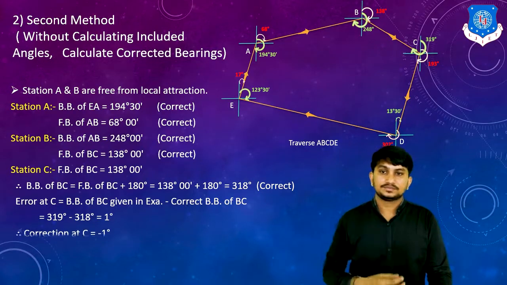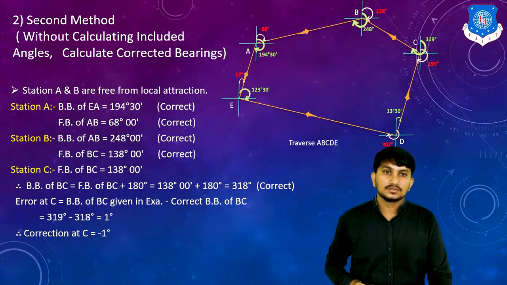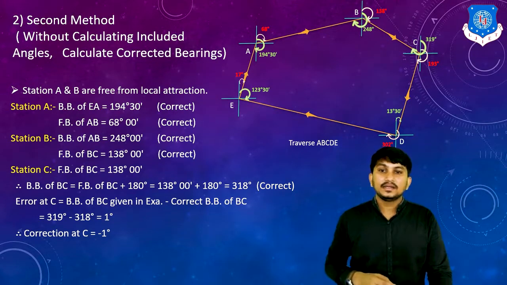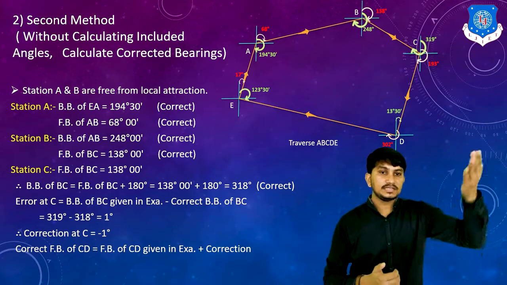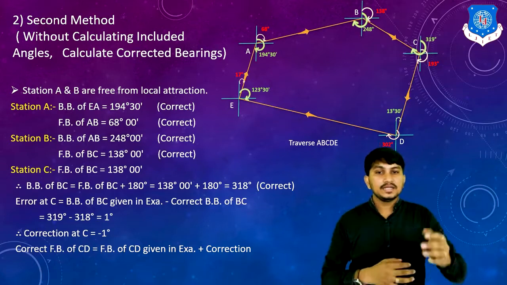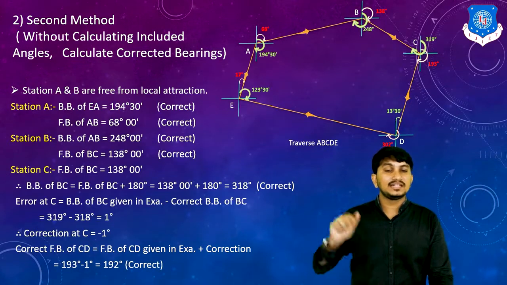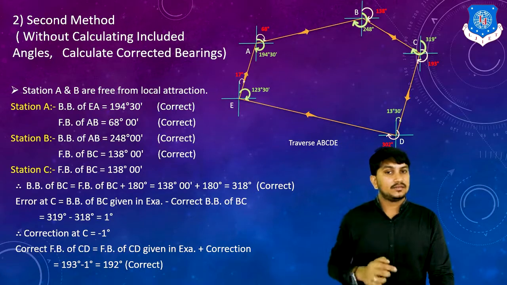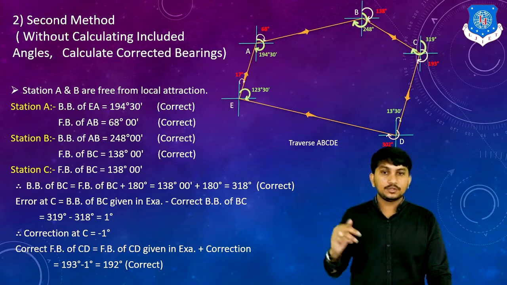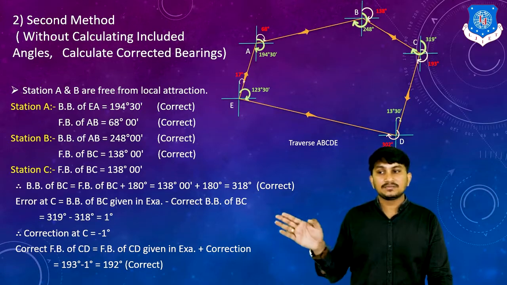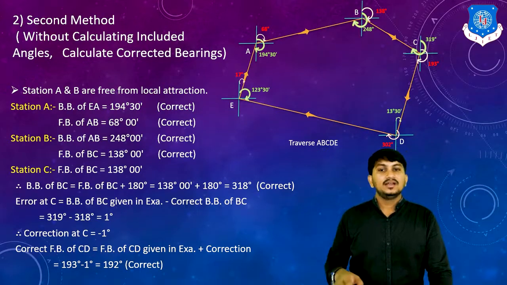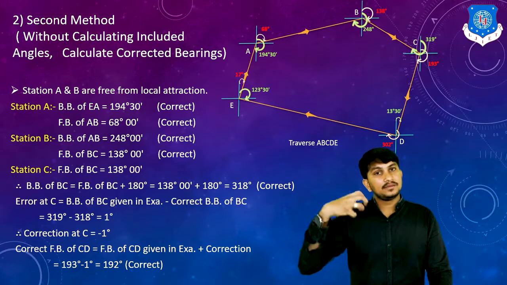To correct this error, the correction at station C should be minus 1 degree. This minus 1 degree is implemented in the next reading of station C, which is FB of CD. FB of CD, which is given in the example, is 193 degree. We add our correction, minus 1 degree, to the given FB of CD, and we find the correct FB of CD, which is 192 degree. This 192 degree is similar to what was calculated by the first method.